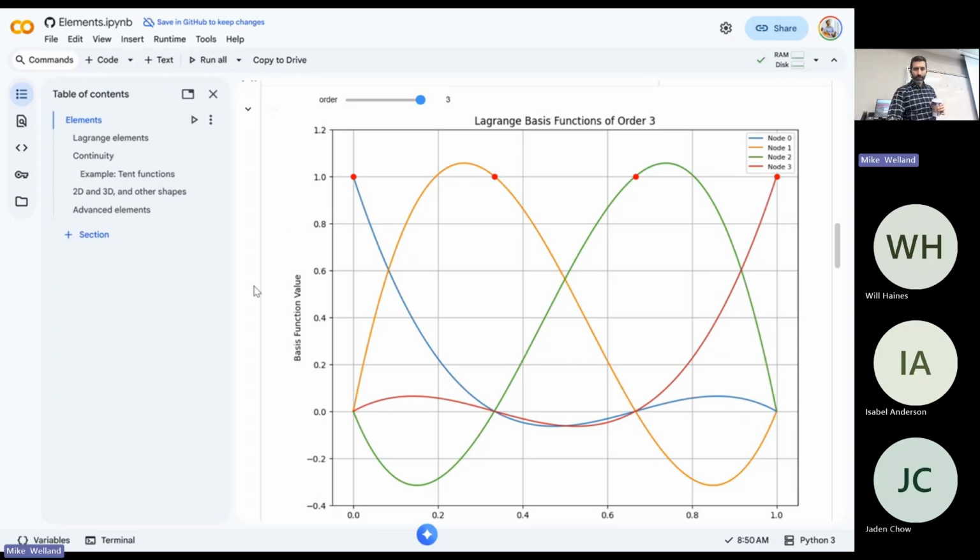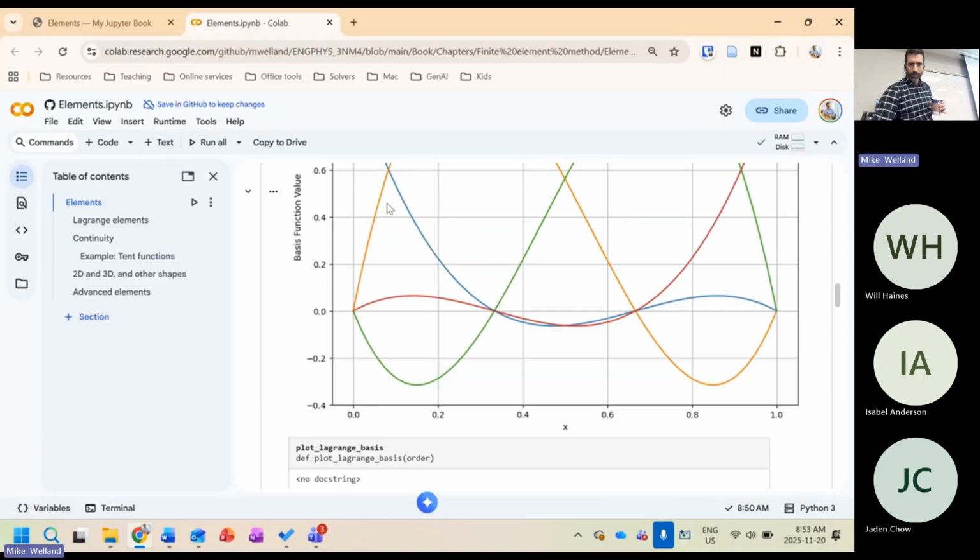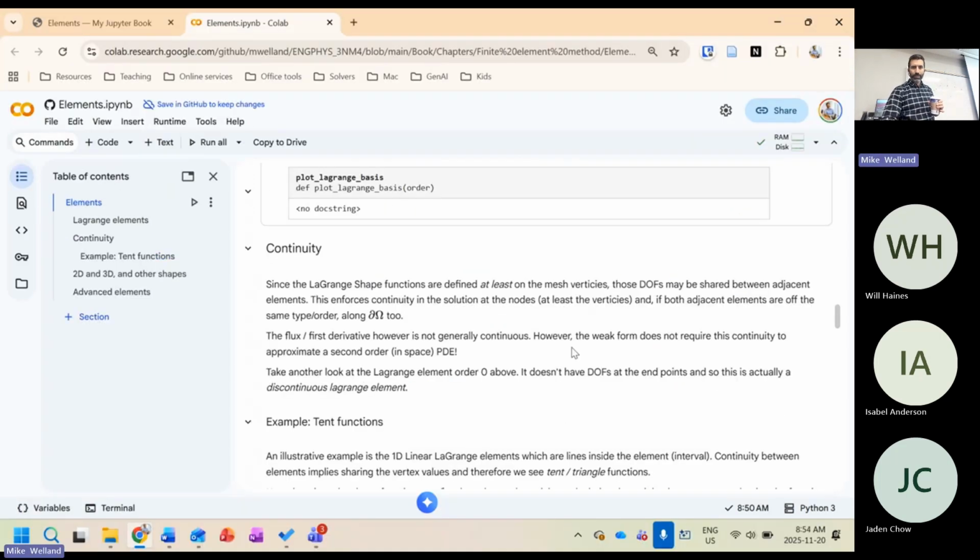Okay. Can I get out of full screen? Let's see.